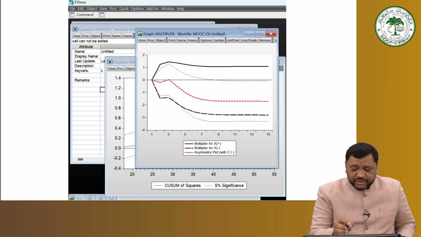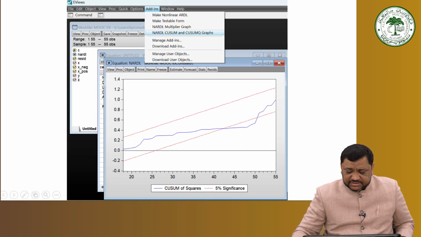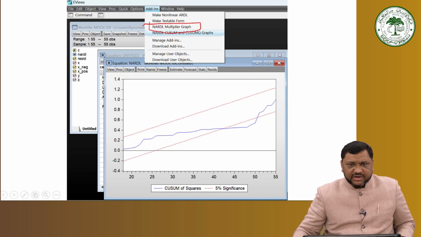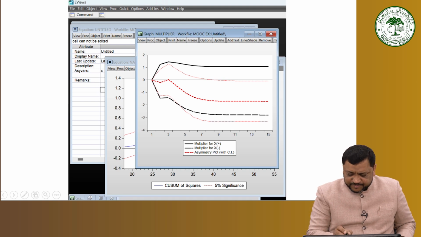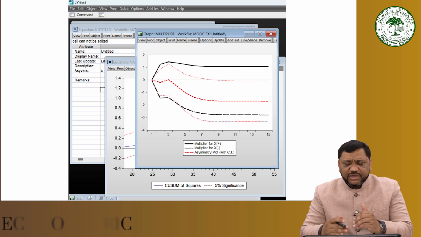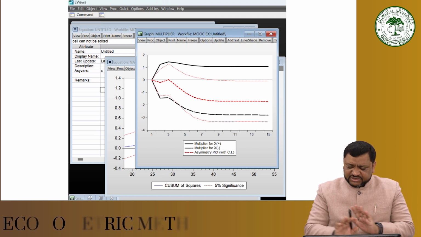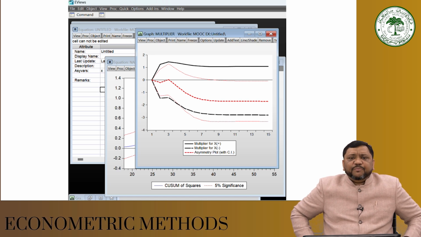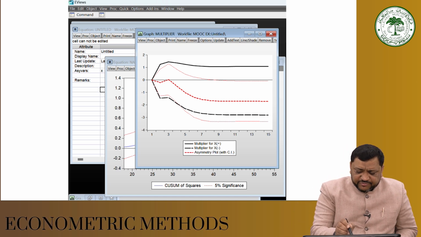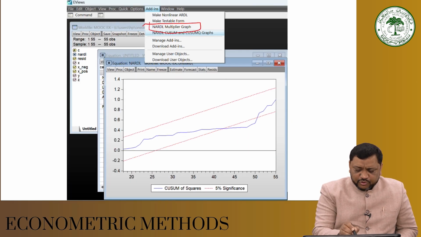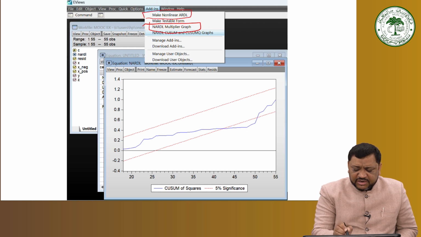Apart from that, you also need to do one more. This is called the NARDL multiplier graph. There is an additional graph over here, the NARDL multiplier graph, and that is like this. Now again here, this NARDL multiplier graph is falling between the two extremes, so that's fine. The NARDL graph is fine over here. All this you get from this window in the add-ins, like I just showed you. You have to go to add-ins, and there you will find make nonlinear ARDL.